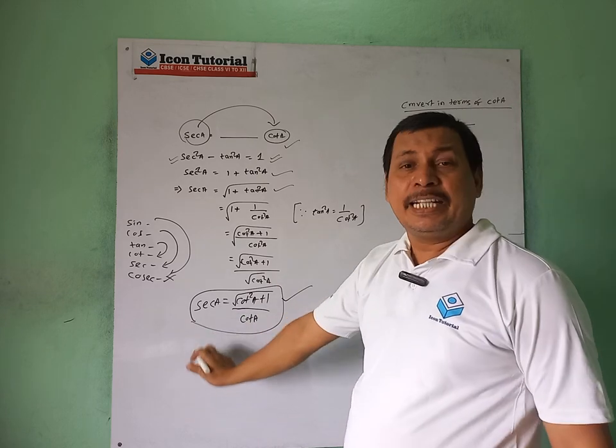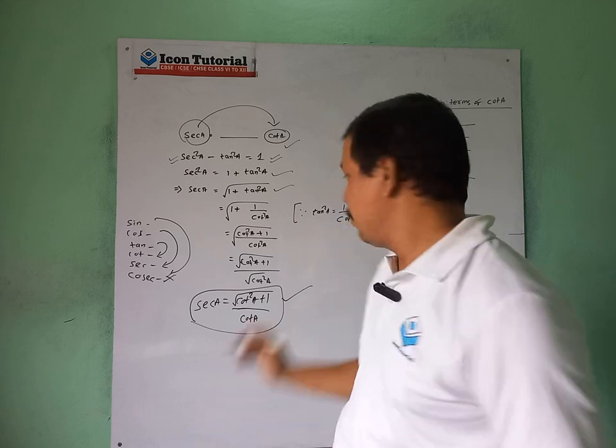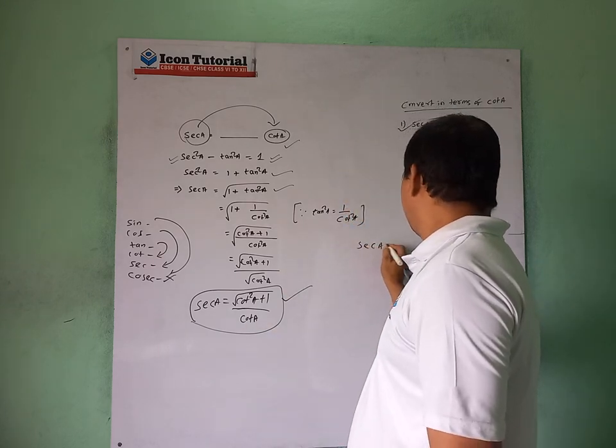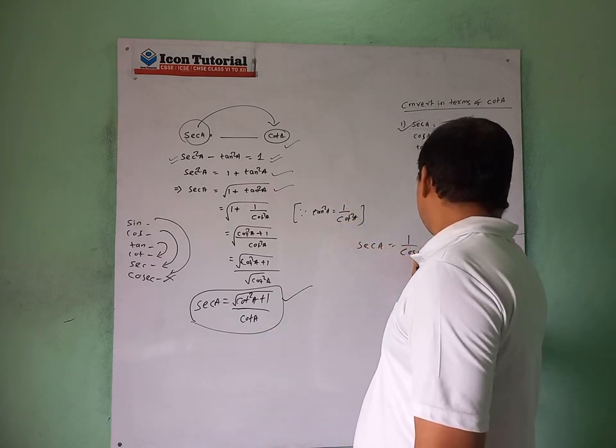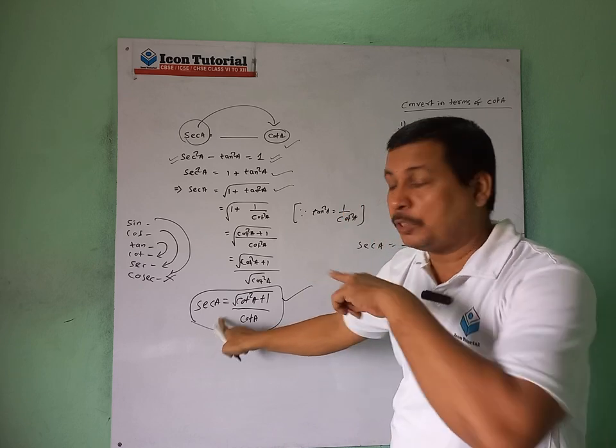You know sec A is equal to 1 by cos A, so finally cos A is equal to 1 by sec A. Is it clear? So in place of sec A, just put this one.